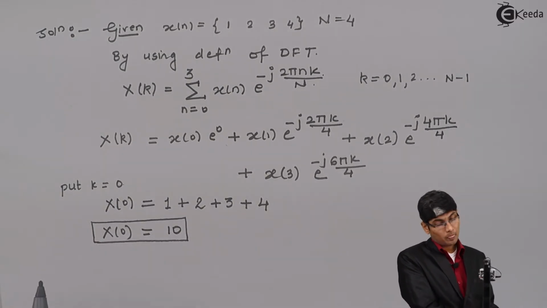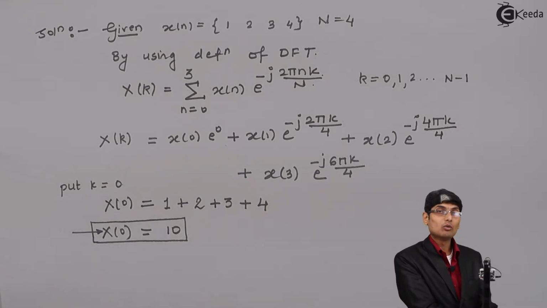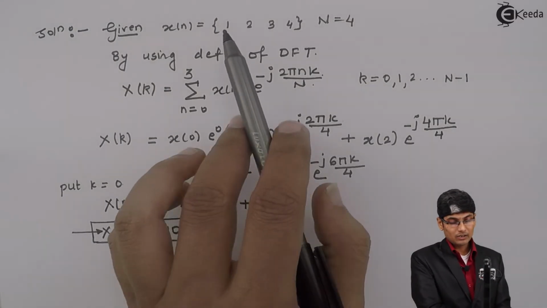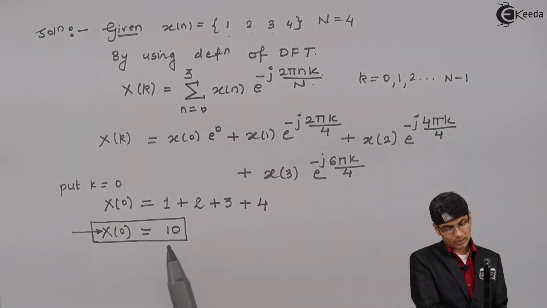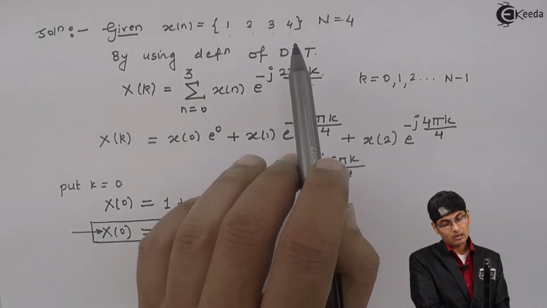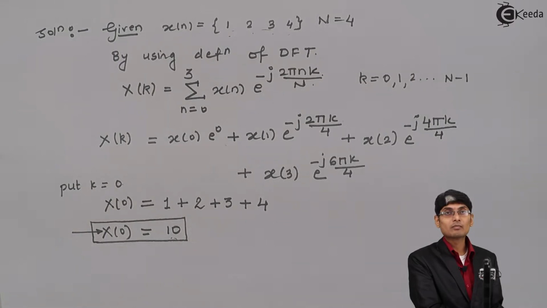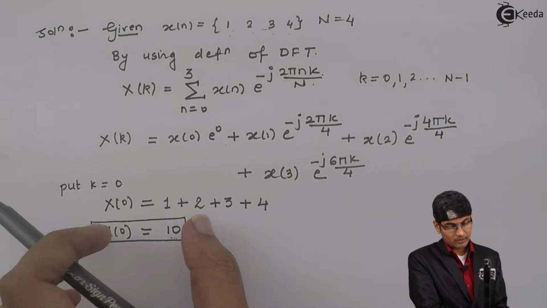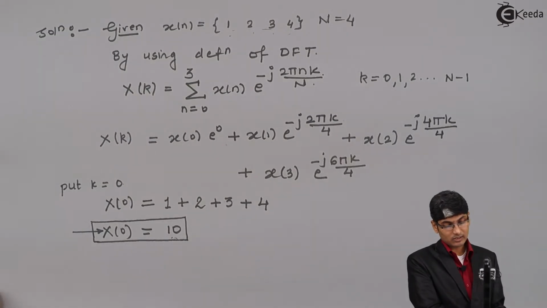Always remember that the first sample in k, that is x of 0, will be the addition of all the samples in the sequence. So whenever you get an answer, you should always verify whether your calculations are correct or wrong by just adding all the sample values, and you should get this. Okay. So the first sample is nothing but the addition of all the samples in the given sequence. So this is x of 0.